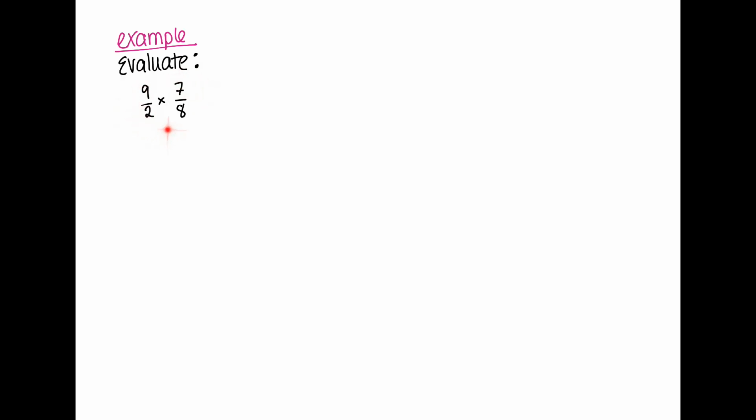I cannot simplify before starting, and that means that when I multiply things out, I won't be able to simplify either. If you can't simplify in the beginning, you won't be able to simplify in the end when it comes to fraction multiplication. All right, so multiplying straight across, we have 9 times 7 over 2 times 8. 9 times 7 is 63, and 2 times 8 is 16. And that is our final answer, 63 over 16. And that's all there is to it.